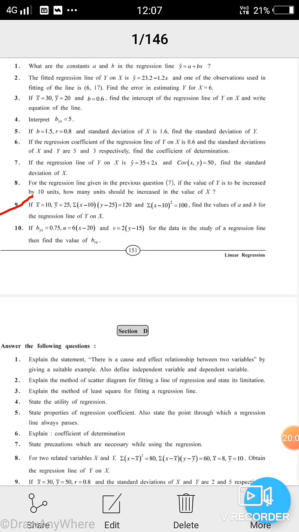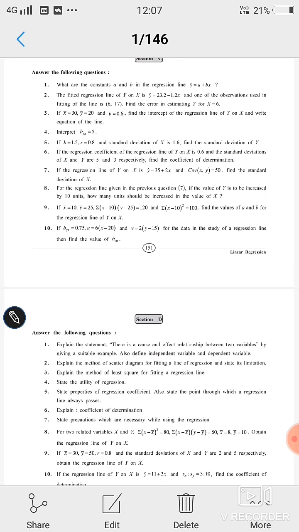Sum number 9, that is an easy sum. If x bar is equals to 10, y bar 25, sigma x minus 10, y minus 25 is equals to 120, sigma x minus 10 whole square is equals to 100. Find the values of a and b for the regression line of y on x. Matlab, this is x minus x bar, y minus y bar that is given. Right, so just put it into the formula and find out a and b. This is an easy sum.